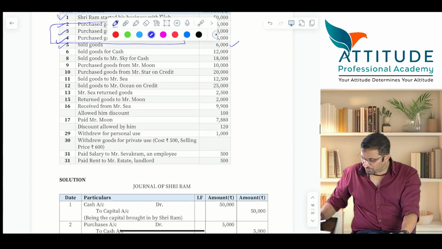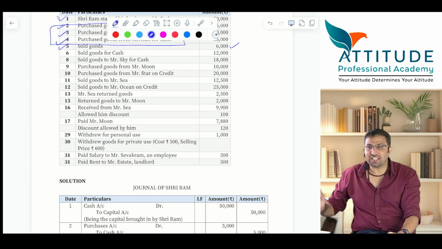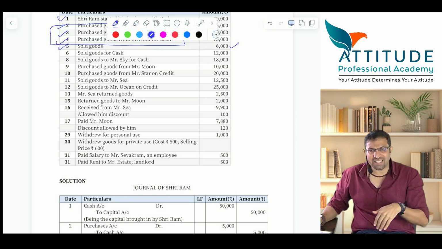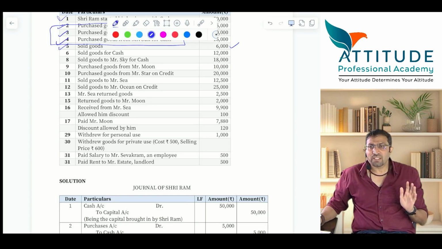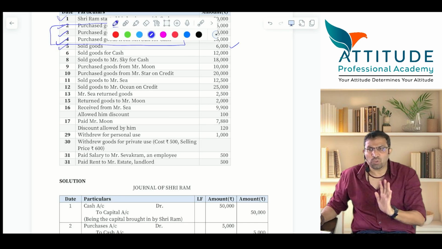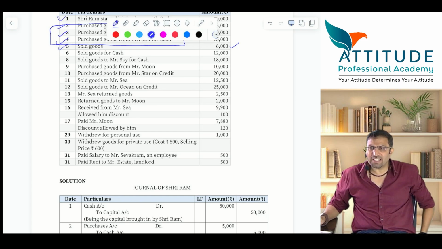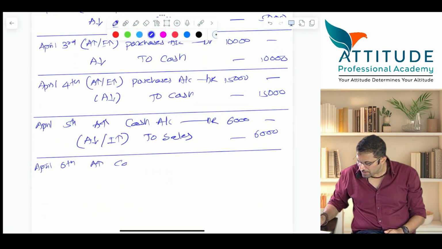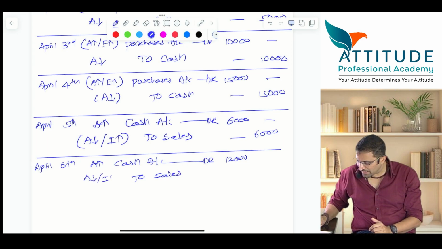Have a look at it. April 6th, goods sold for cash. Clearly they have given it. See, whenever a transaction is given, analyze what did the business get and what did the business give. If the business has not given anything, it means there is a debtor-creditor relationship. Here, get and give both are there. Goods sold for cash. What did you get? Cash. And what did you give? Goods. Same entry. Asset increases, cash account debit 12,000, to sales account. Goods are going out, so asset reduces, or sales is an income, income increases.